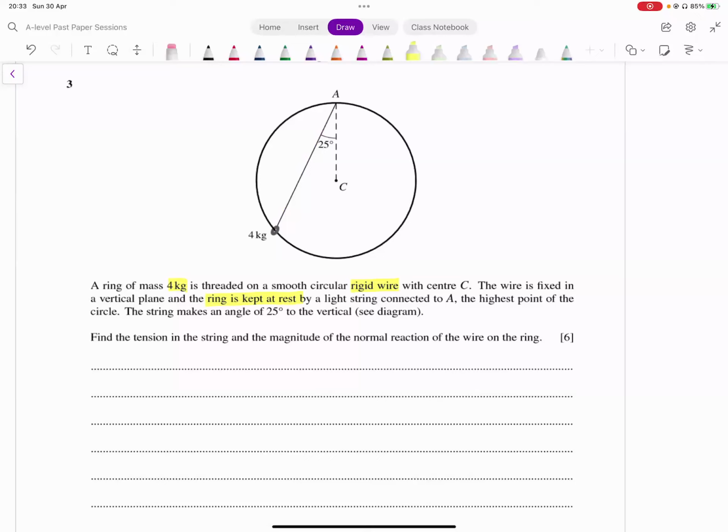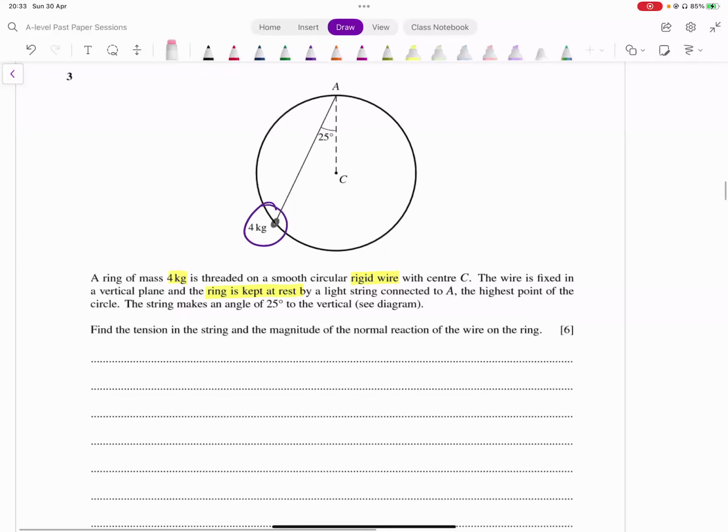Find the tension in the string. Okay, tension in the string. Tension कहाँ पर होगी? ये आपकी ring है, string किधर है? ये आपकी string है। Tension acts away from the point of reference. अगर आप ring की बात करें, ring से away लगी होगी tension, that's going to be in this direction. This is the direction of the tension.